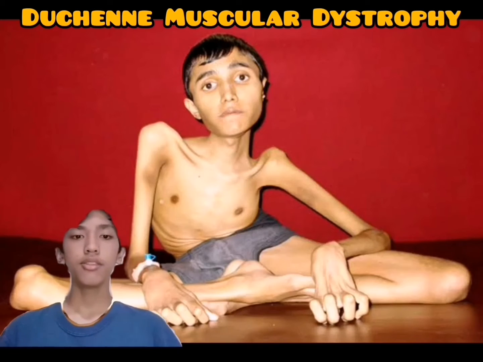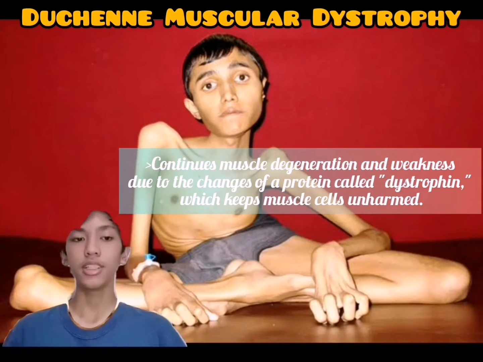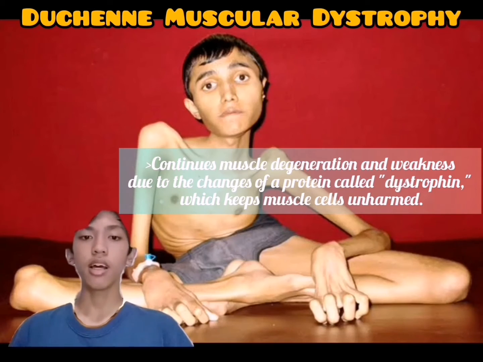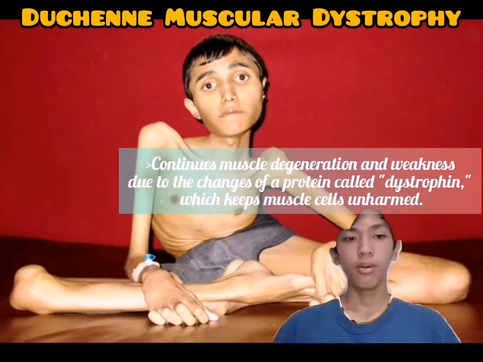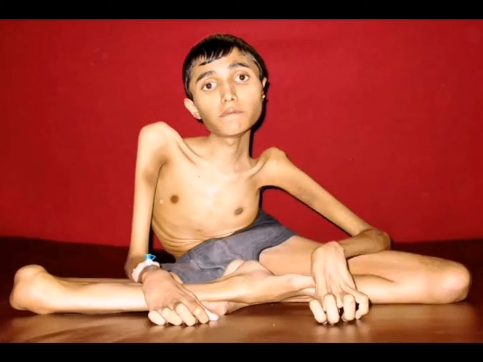Duchenne muscular dystrophy is a genetic disability characterized by continuous muscle degeneration and weakness due to changes of a protein called dystrophin that helps keep muscle cells unharmed. The affected child might have a hard time jumping, running, and walking.